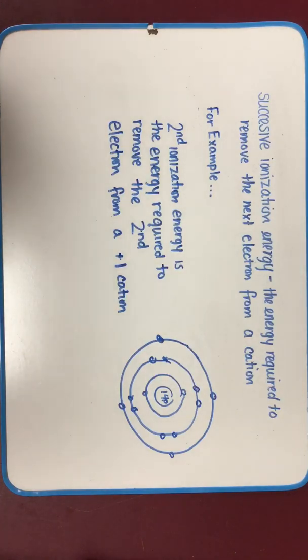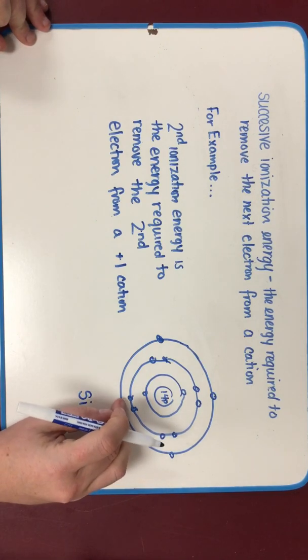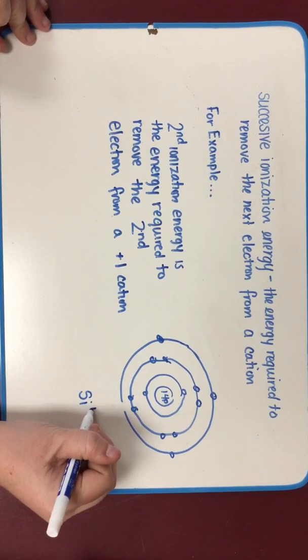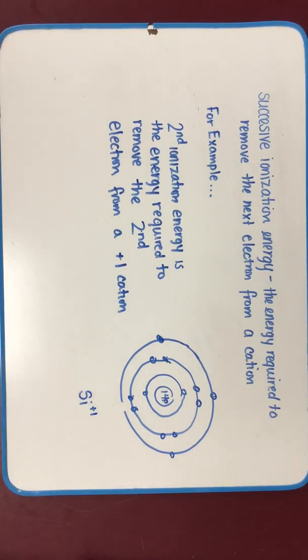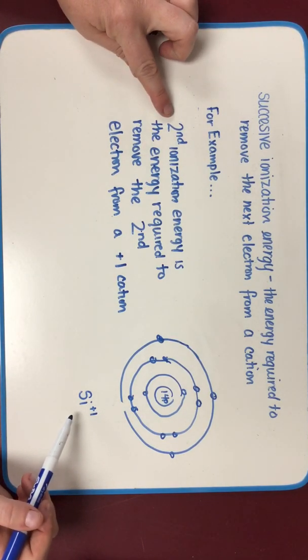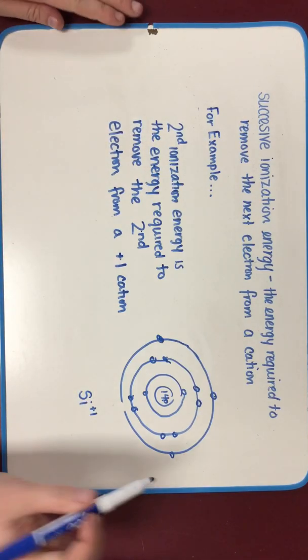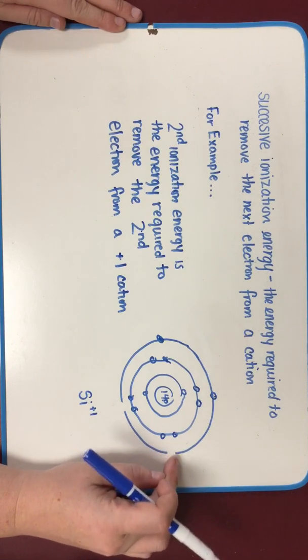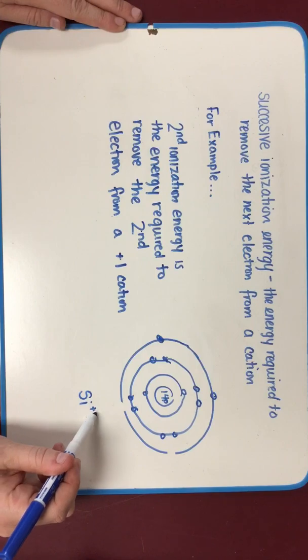So if we're looking at our Bohr model of silicon here, right now it's neutral silicon. If we want to remove the first electron from silicon to create a +1 ion, that's going to require energy. And the energy required to do that was the ionization energy we learned about in the last section. Today, we're talking about removing a second electron from the silicon +1. When we do that, we need to put in more energy, and we create silicon +2.